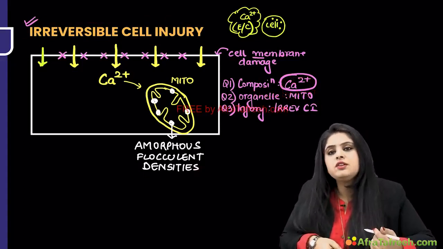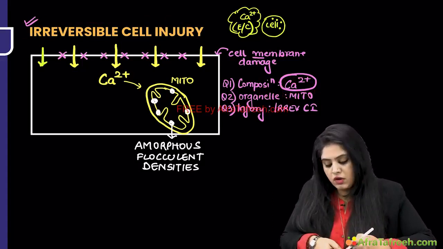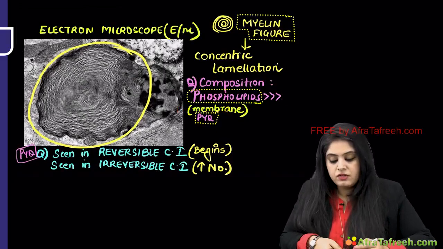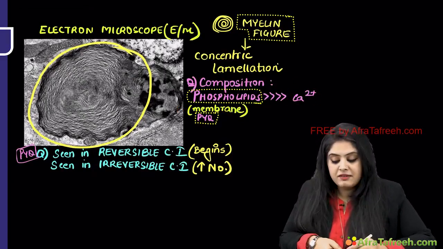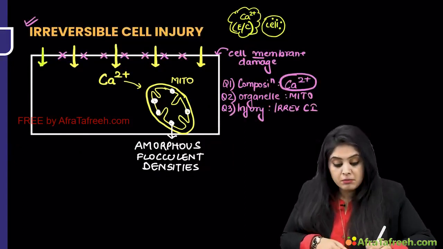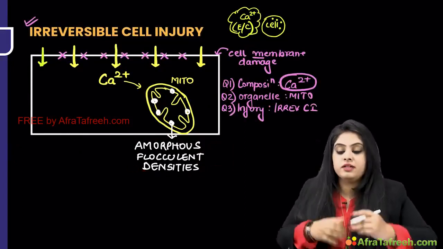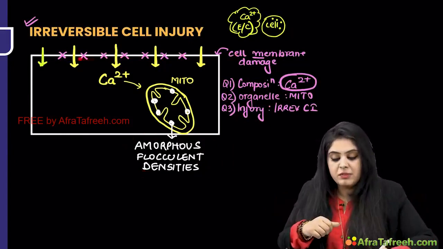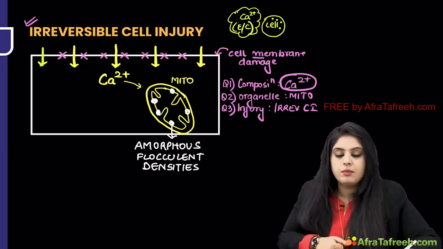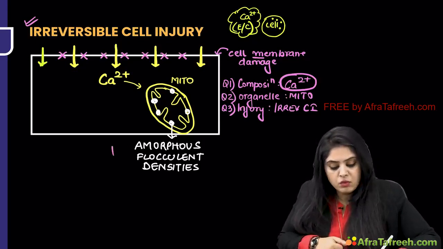Was calcium seen in reversible cell injury also? Can you recall? Going all the way back, was calcium seen somewhere in reversible cell injury as well? Yes, in the myelin figures. So now if I ask you, calcium is seen in which injury? Calcium is seen in every injury. But more calcium is seen over here when the barrier breaks. And what do you call it? Amorphous flocculent densities. Most important previous year question.